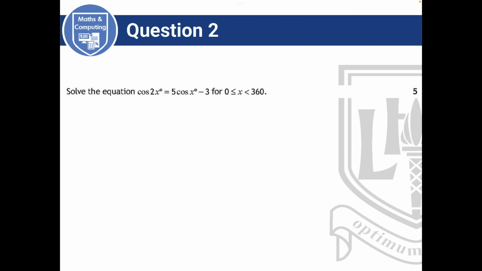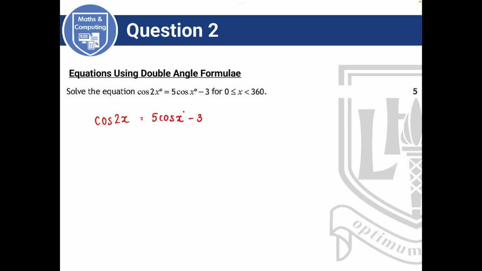Okay, so going on to the second question here, we've got an equation that uses the double angle formulae. And again, we're going to jump back over and check our formula sheet in a second. So just now, I've got cos of 2x equals 5 cos of x minus 3. I'm working in degrees, and I know that my answer could be anywhere between 0 and 360. Now remember, it can include 0, but it can't include 360, just from the way that the inequality symbols are set up there.